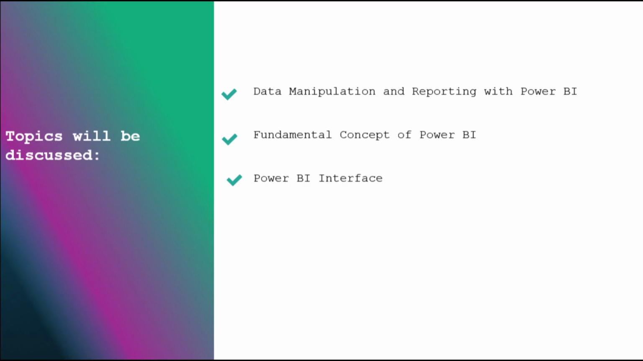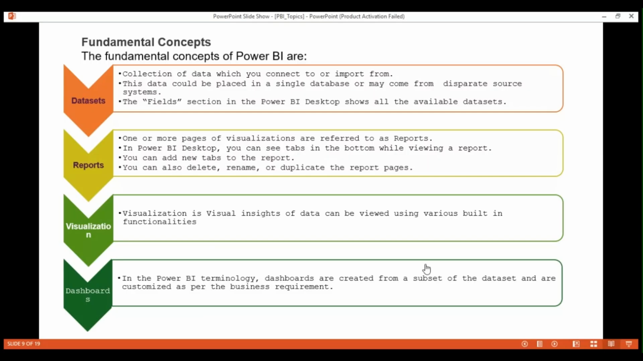And today we will discuss the fundamental concepts of Power BI and the Power BI interface. What is a dataset? It's a collection of data which you connect to or import from data sources. This data could be placed in a single database or may come from disparate source systems. There is a Fields section in Power BI Desktop which shows all the available datasets.